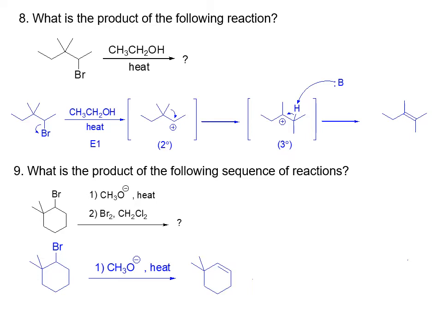And the second step is addition of bromine across the double bond. So we end up with this product, 1,2-dibromo-3,3-dimethylcyclohexane. So this completes exercises on chapter 14.